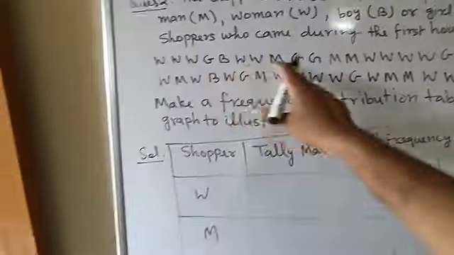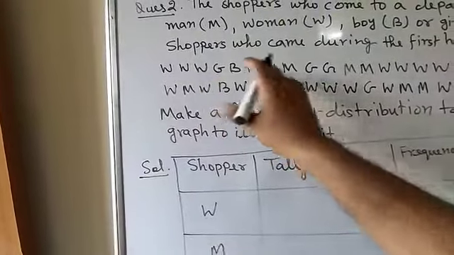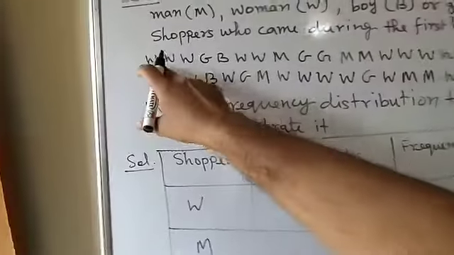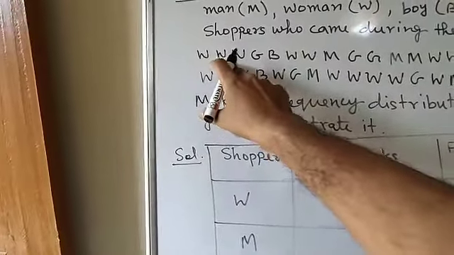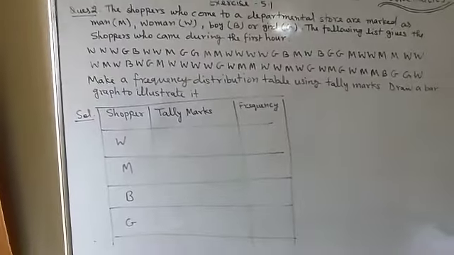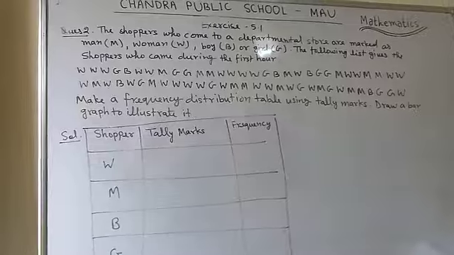So here the number of boys, girls, and women who came to that departmental store are given, like W for woman, W woman, girl, boy. So that list is given. You need to make a frequency distribution table using tally marks.